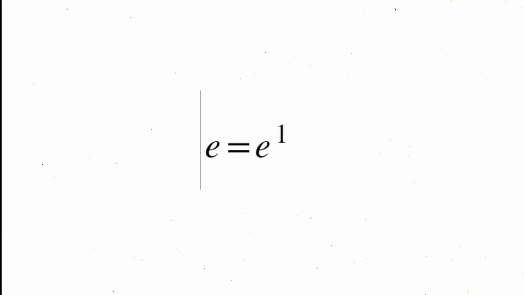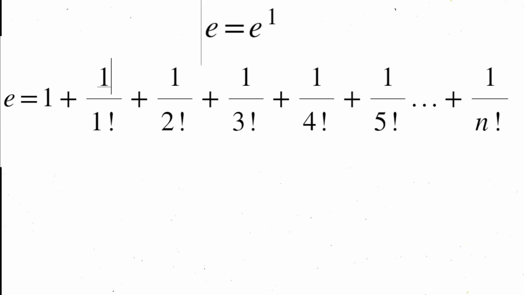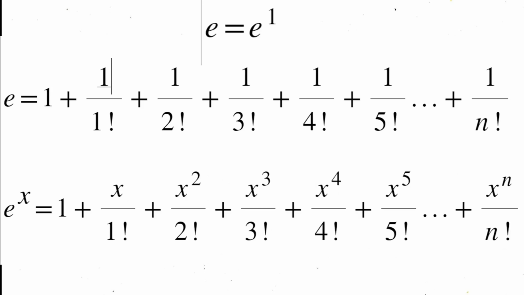e can also be written as e raised to power 1. And if e is the same as e raised to power 1, then e raised to power x can be written as follows: 1 plus x all over 1 factorial plus x raised to power 2 all over 2 factorial plus x cubed all over 3 factorial plus x raised to power 4 all over 4 factorial, and it continues up to x raised to power n all over n factorial.